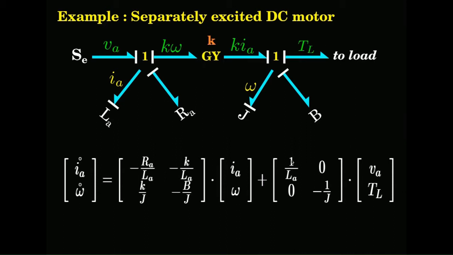So, VA by LA is what is going to affect your first equation, and TL is coming in the second equation as a disturbance input. So, this is your state equation, linear, you can use it without any problem for all your separately excited systems. You need to know these parameters: RA, LA, K, B, J, all these parameters.